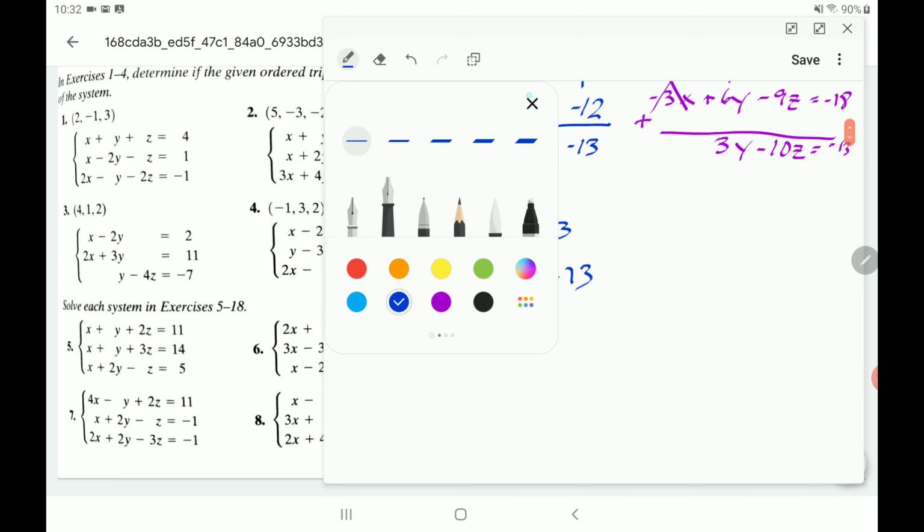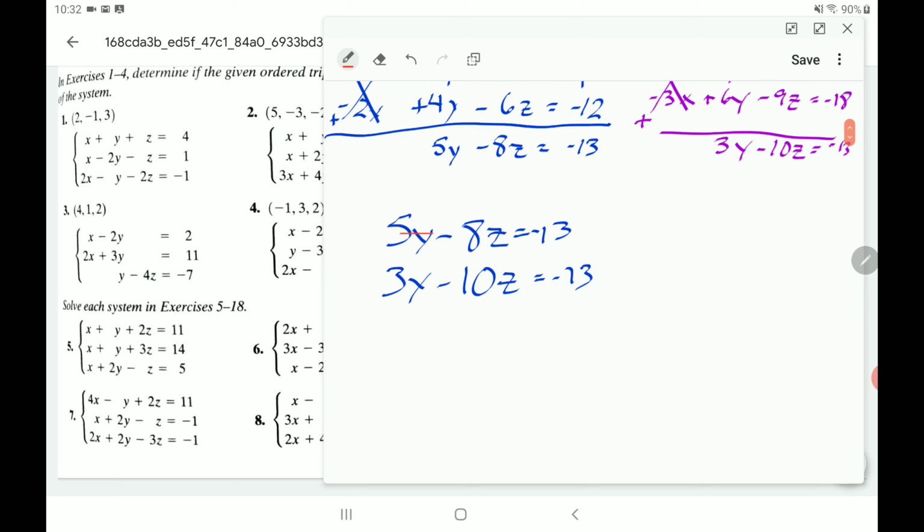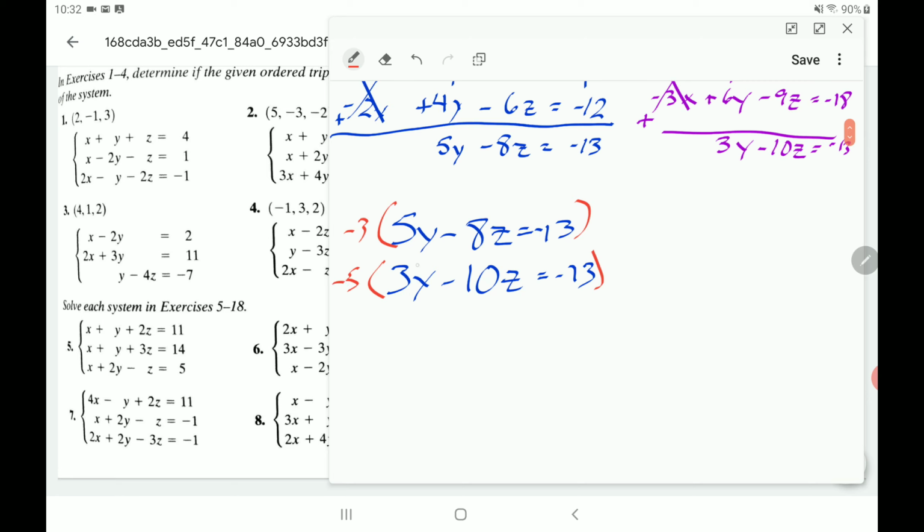To do that, I'm going to multiply this top row by negative 3 and the bottom row by negative 5. That way I cancel out the y's. And again, if all else fails, you can always multiply by the other number and then change the signs. Wait, I need one to be positive, so I'm going to make this top one positive. It doesn't really matter because I need to cancel these out, so one's going to be positive, one's going to be negative. So that's going to get me 15y minus 24z equals negative 39.